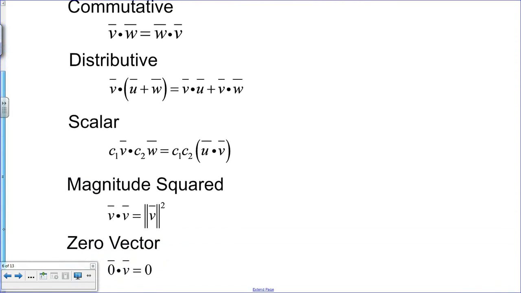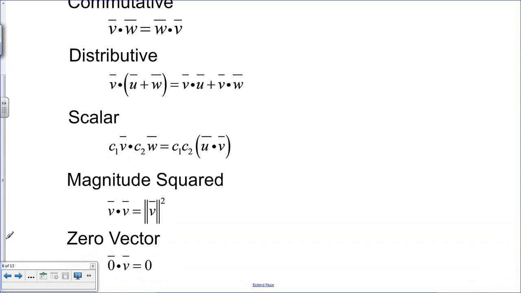Now when we have some scalars involved, so c1 times the vector v, dot c2 times w, another scalar multiplying w, we can do the dot product and multiply by the product of those two scalars. So c1 c2 means that we can multiply those two scalars and then multiply that by the dot product. Oh, and that should be a v and w, not a u and v. Oh well, that's what you get when you copy and paste, I guess.